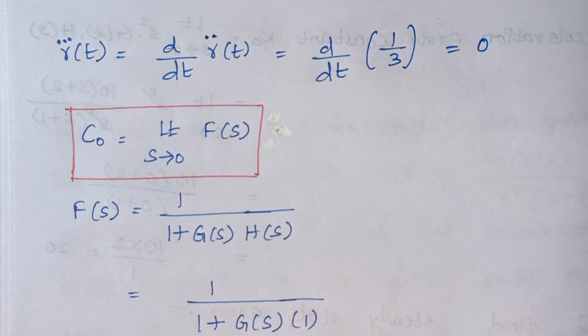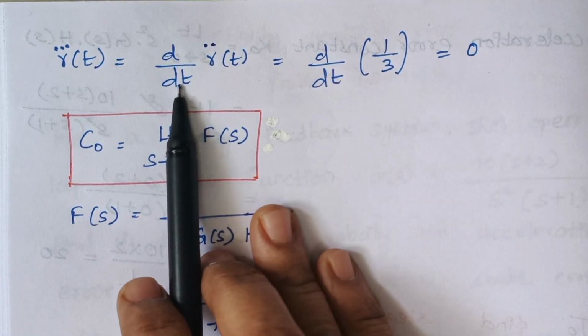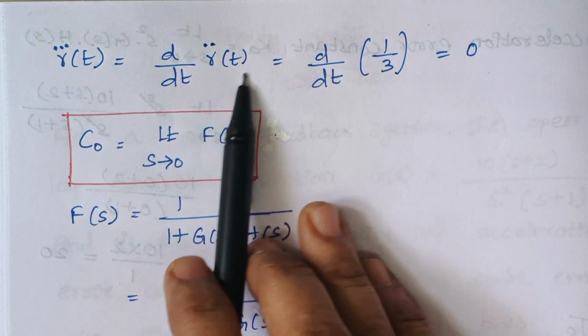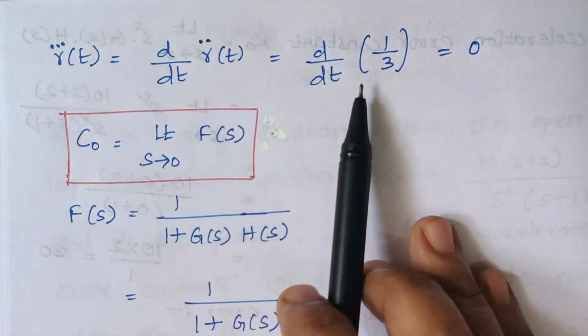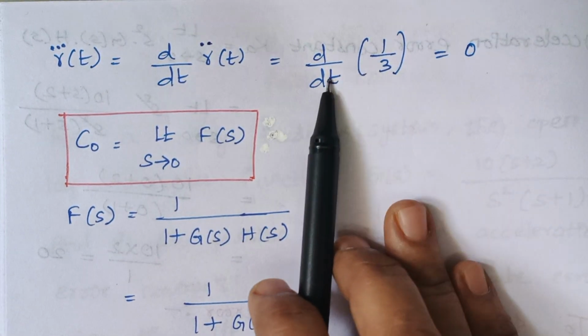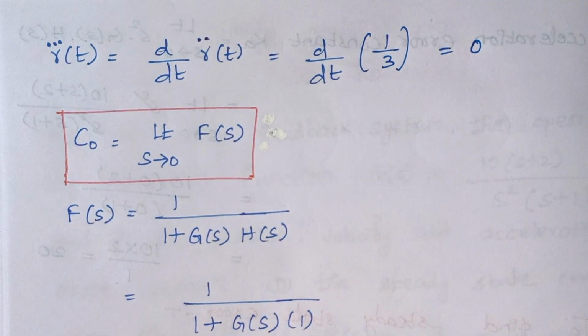The next thing is we are going to find r triple dot of t. So just differentiation of r double dot of t gives r triple dot of t. So r double dot of t is nothing but it is 1 by 3, we have just seen. So when you differentiate a constant, the differentiation of constant is equal to 0, right?